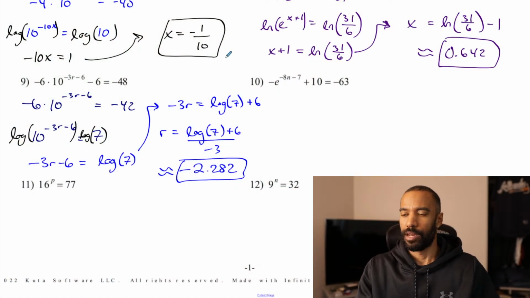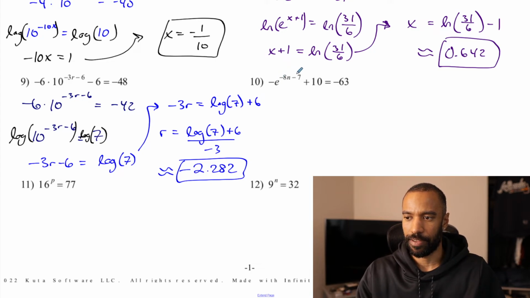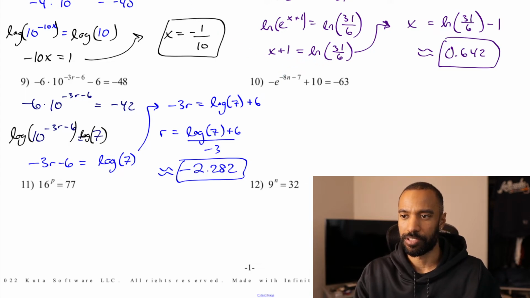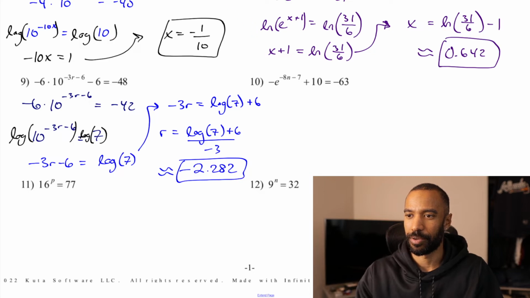Number 10. Negative e raised to the negative 8n minus 7 plus 10 equals negative 63. Ooh, a lot of negatives. All right, here we go. That's negative e to the negative 8n minus 7. If I subtract 10, we get negative 73.